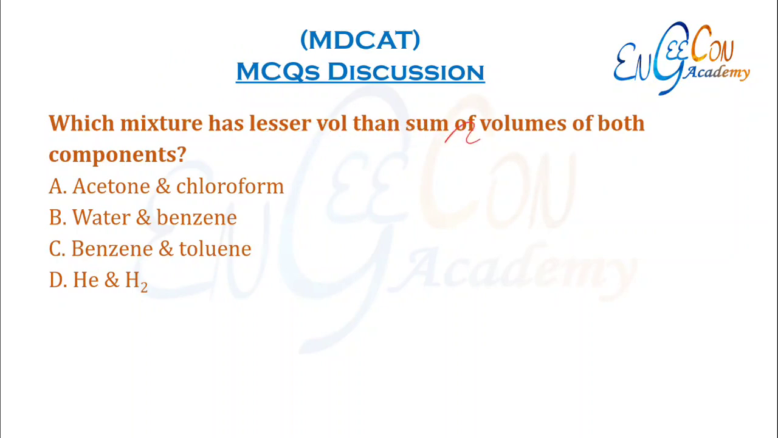Which mixture has lesser volume than sum of volumes of both components? If we look at acetone and chloroform, acetone does not form hydrogen bond with acetone, and chloroform does not form hydrogen bond with chloroform, but when we mix them together they form hydrogen bond with each other. It means that the forces in the mixture after mixing are stronger because they form hydrogen bond. So after their mixing, due to hydrogen bonding, the volume shrinks and it is lesser than the volume of both components.